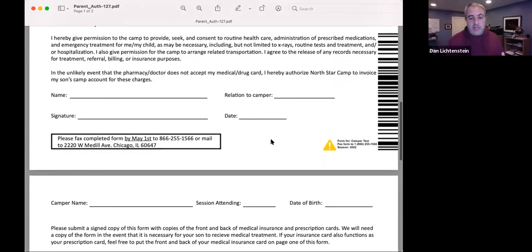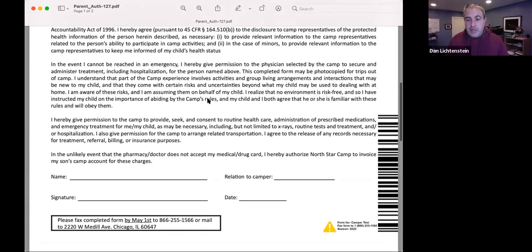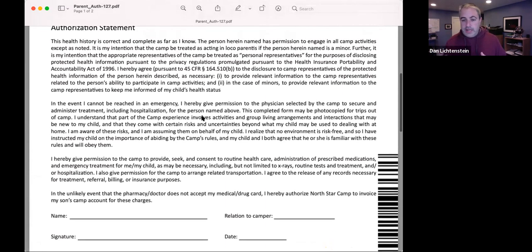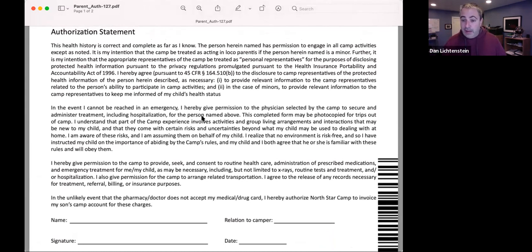We need your signature and information, because this form is also giving us permission to treat. On the off chance that we need to seek medical care for any camper off-camp property at the hospital or a clinic, we will need to provide this form, which is you giving us permission to have your camper treated. So don't just send an insurance card without this cover form. We need this, and we need it signed by you.